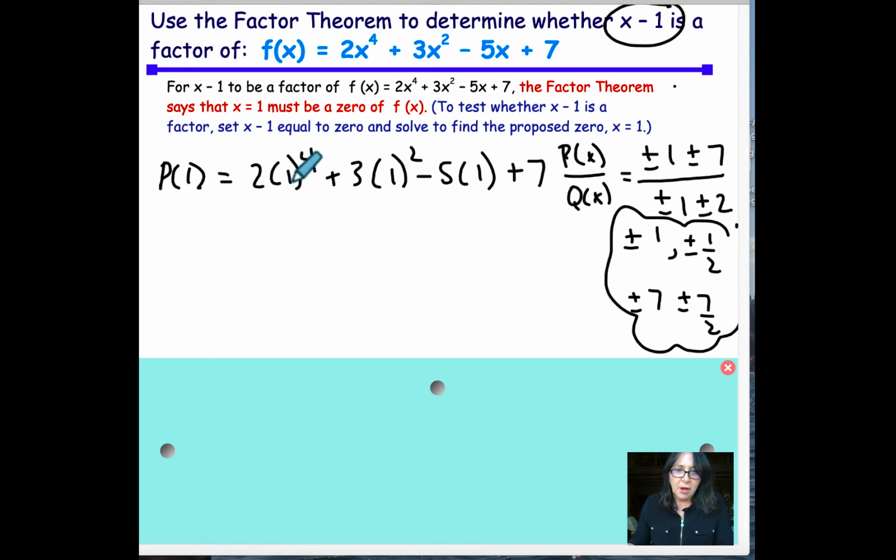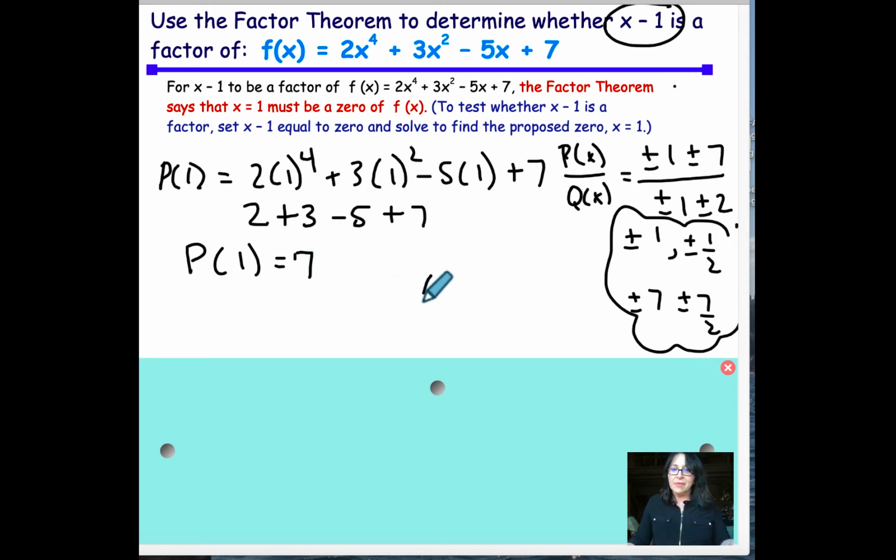So what is that? 1 to the 4th is 1. 1 times 2 is 2. 2 plus 3 is 5. 5 minus 5 is 0. And then add 7 is 7. So P of 1 yields 7, which means that no, it's not a factor, it's a point.